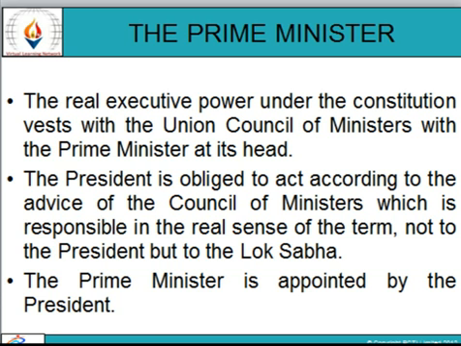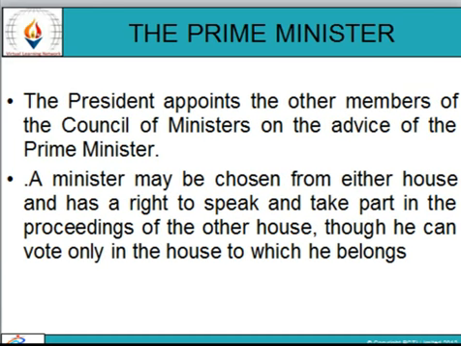The Prime Minister is appointed by the President. The President appoints the other members of the Council of Ministers on the advice of the Prime Minister. A minister may be chosen from either house and has a right to speak and take part in the proceedings of the other house, though he can vote only in the house to which he belongs.